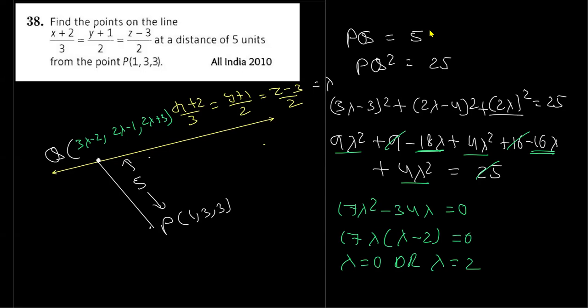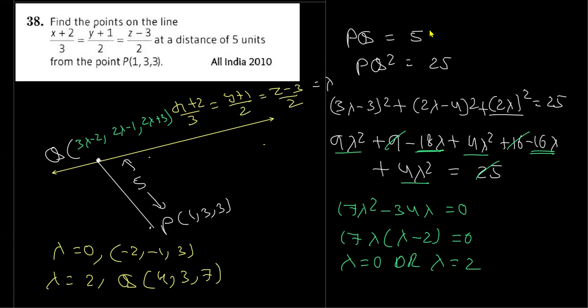For lambda being 0, what are the coordinates of this point? Placing lambda as 0, I'm getting (-2, -1, 3). And by placing lambda as 2, the coordinates of this point Q will be: 3 into 2 is 6 minus 2, which is 4. 2 into 2 is 4, 4 minus 1 is 3. And 2 into 2 is 4, 4 plus 3 is 7. So these are the coordinates of Q.